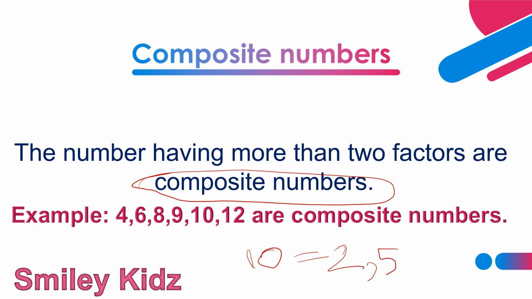5 exactly divides 10 and 10. So 10 has more than two factors. So 10 is a composite number. So the factors of 10 are 1, 2, 5 and 10. So 10 is a composite number.